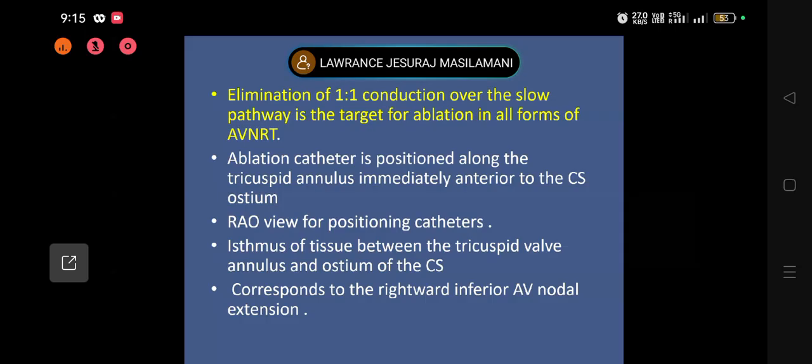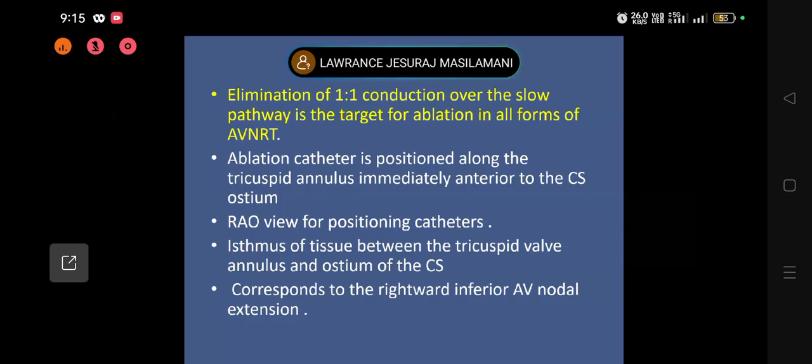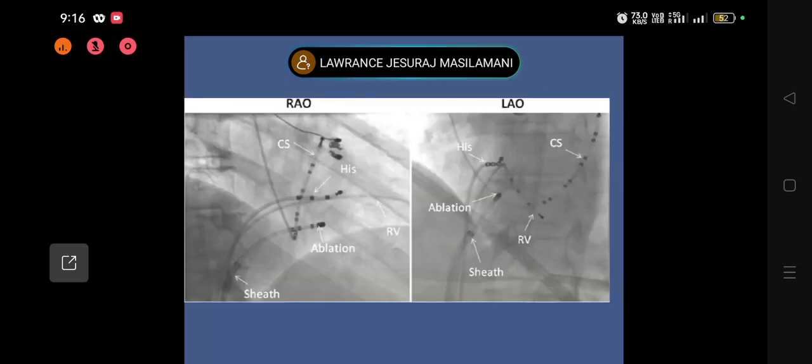What you are looking at is an isthmus of tissue between the tricuspid valve annulus and the ostium of the CS. This is the area where, anatomically, the slow pathway is located. This is usually the location of the rightward inferior AV nodal extension. What you are trying to ablate is the infero-posterior part of this area where the slow pathway is located, which is the rightward inferior AV nodal extension. This is how your catheters are going to look when you deliver an AVNRT ablation by modifying the slow pathway.